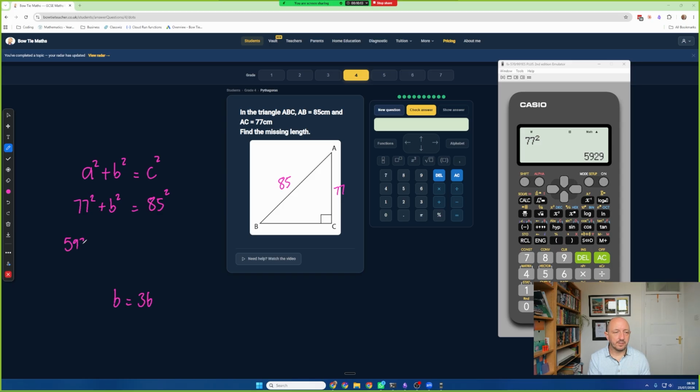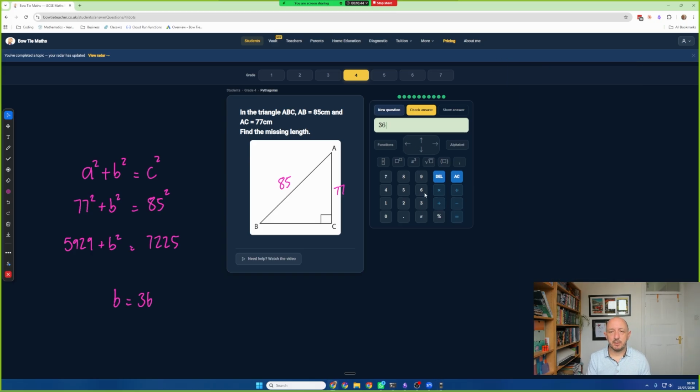So we would be doing 5929 plus b squared, and then 85 squared, 7225. We can subtract the 5929 and then take the square root of the previous answer, and we get our 36. So even if you don't tutor maths, the point is that we are working through a solution on the screen that they can see. And then for my app, if you do tutor maths, then you can come in here, type in 36, check the answer, and it knows if that's correct or not.